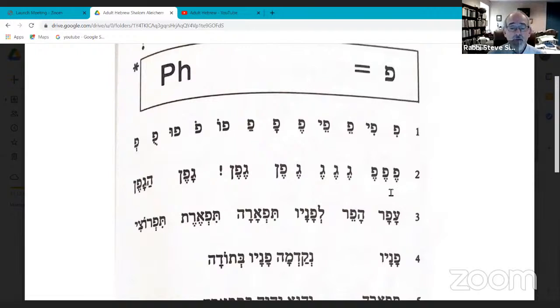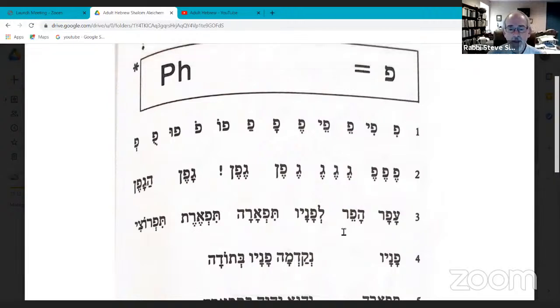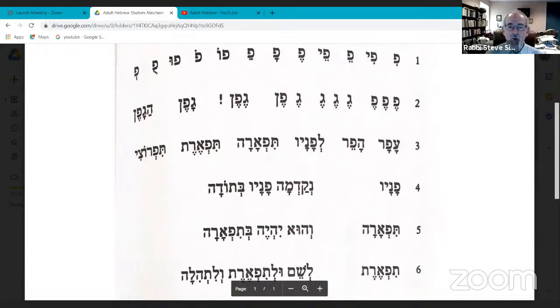Line 2, fe, ge, fen. Hope it's not too fast, but it's time to start moving it a little bit. Ga, fen, ha, ga, fen. Line 3, far, ha, fair. Tif Ara, Tif Eret. Good going. Line number 4.